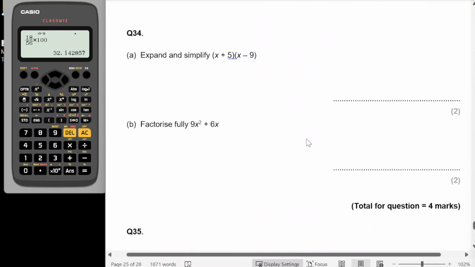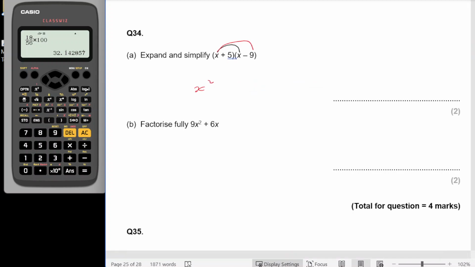And question 34, expand and simplify. So x times by x is going to give me x squared. x times by minus 9 is going to give me minus 9x. 5 times by x would give me plus 5x. And then 5 times by minus 9 would give me minus 45.